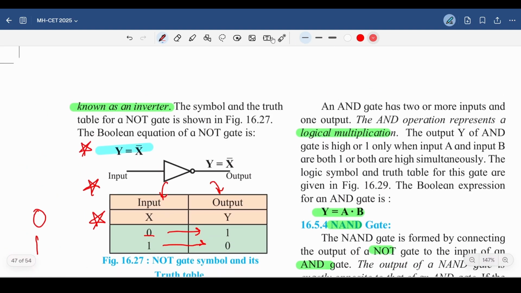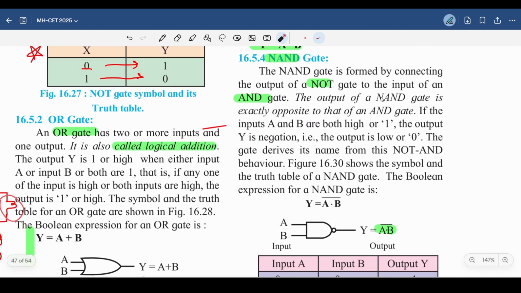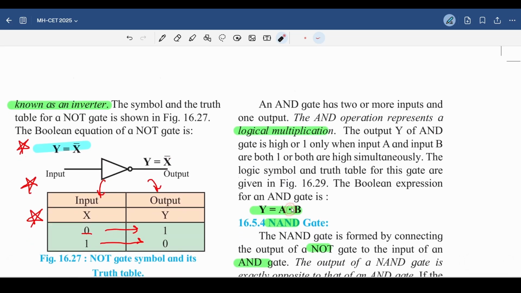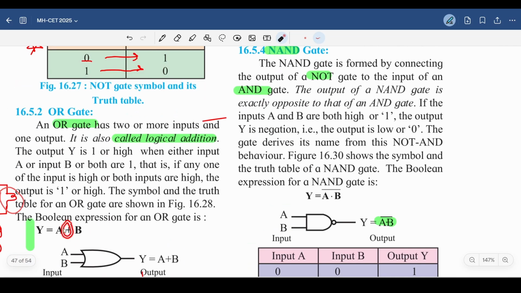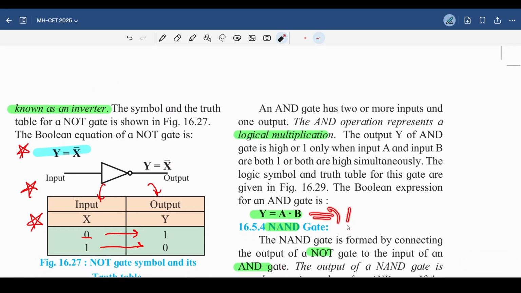As I told you, AND gate is nothing but logical multiplication. This is the Boolean equation where Y is equal to A and B. This dot symbol is called AND, and over here, this addition symbol is called OR. So how will you read this? You will read this as A or B, and in case of AND gate, you will read this as A and B.